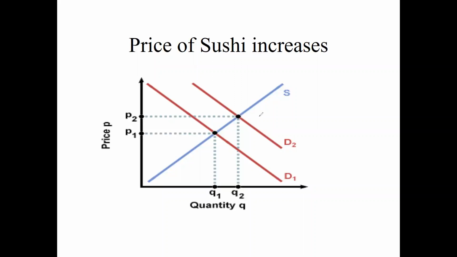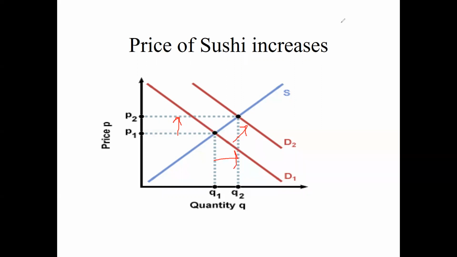I now have my new price and quantity, and then I put what happened to price. It went up, so I put an arrow going up. What happened to quantity from Q1 to Q2? It went up, and I put an arrow here. I shifted up and I put an arrow here. So now I've got price increased, quantity increased, demand shifted to the right.